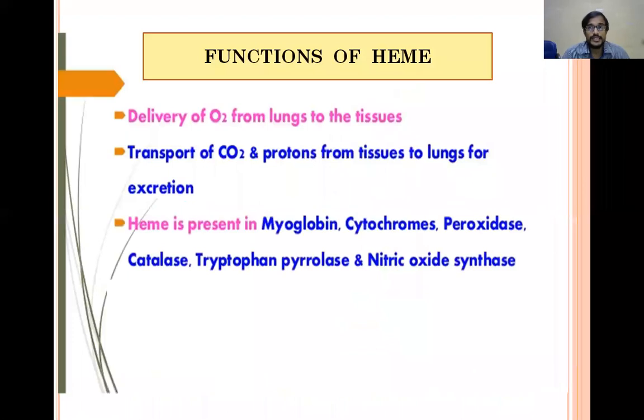So coming to the functions of the heme, functions of heme are nothing but the functions of the hemoglobin. Okay? Delivery of oxygen from lungs to the tissues, and transport of carbon dioxide and protons from tissues to lungs. And heme is also a part of the myoglobin, cytochromes, and enzymes like peroxidase, catalase, tryptophan pyrrolase, and nitric oxide synthase. So heme is a component of different biochemical substances.